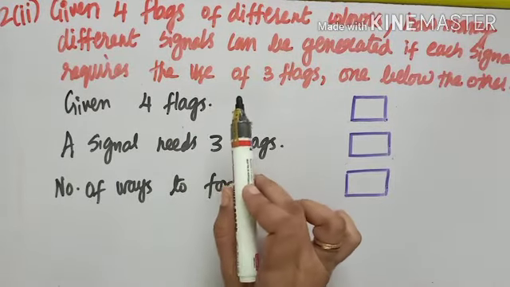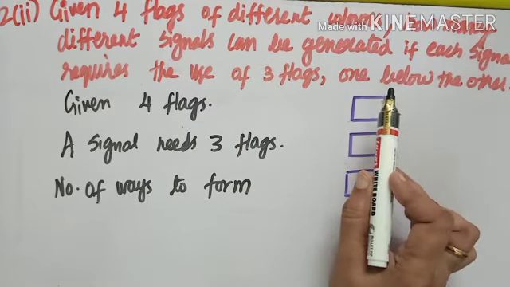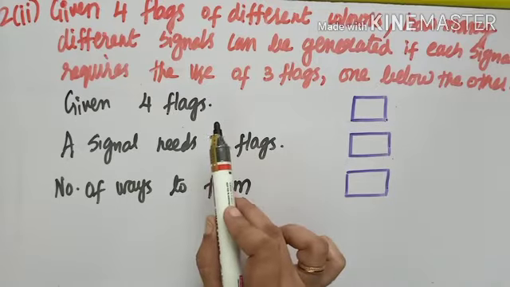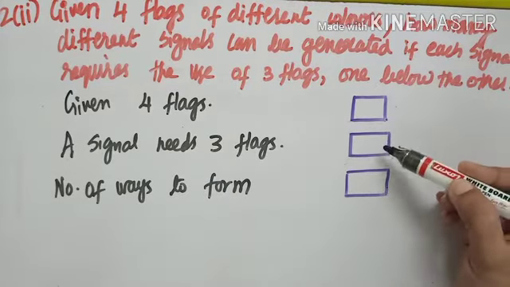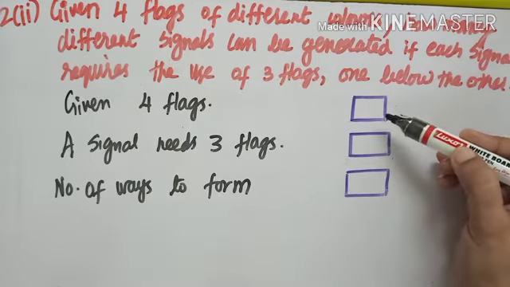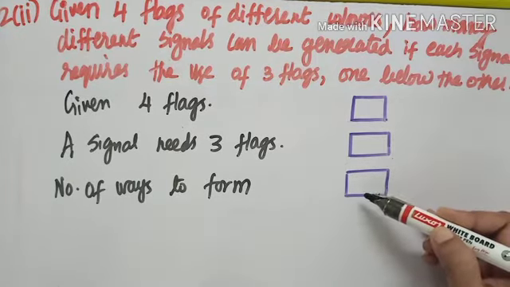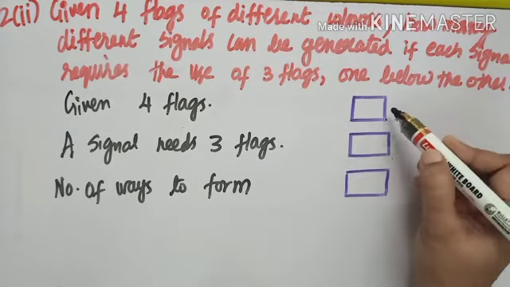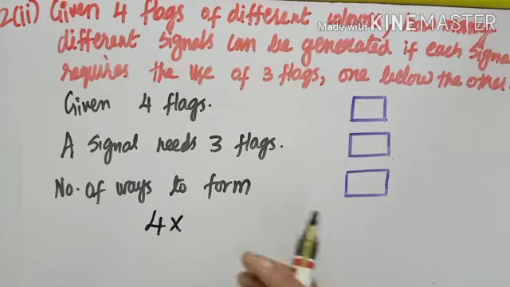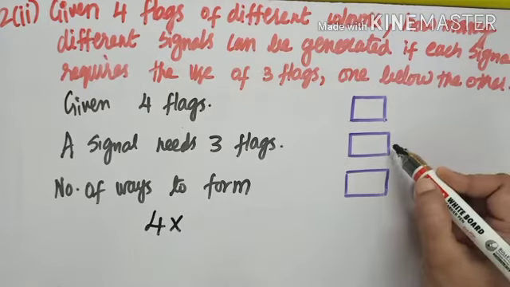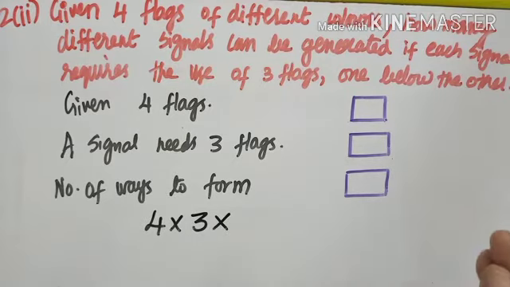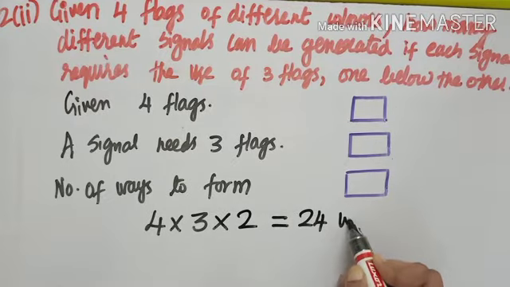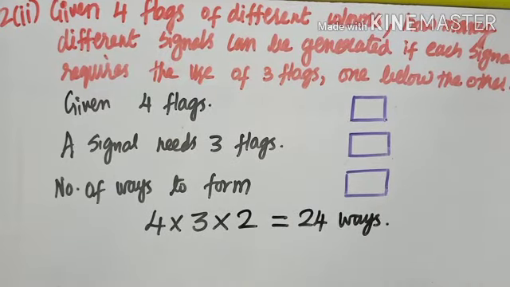Second subdivision, given 4 flags of different colors. How many different signals can be generated if each signal requires the use of 3 flags, one below the other? So we are going to form a signal with 3 flags only, but there are 4 flags. So first place, out of the 4, 1 will come, 4 ways. There are remaining 3, anyone can come here, that is 3 ways. Remaining 2, anyone can come here, 2 ways. Multiply, so there are 24 ways to generate the signal.